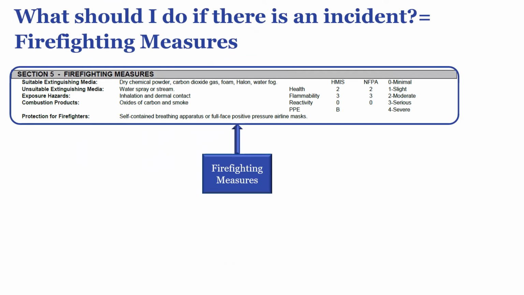Firefighting measures. In Section 5, the SDS reviews what to do in the case of a fire by providing information on the suitable extinguishing media, the unsuitable extinguishing media, exposure hazards, combustion products, and protection for firefighters. Specifically for P70, the suitable extinguishing media is dry chemical powder, carbon dioxide gas, foam, halon, or water fog, and the unsuitable extinguishing media is water spray or stream.